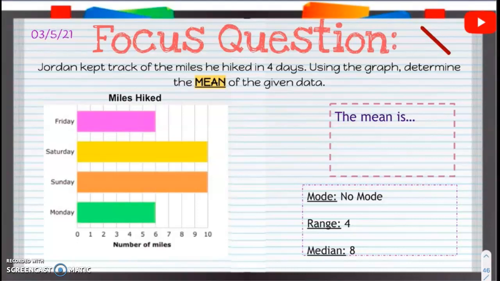All right, our focus question. Last but not least, this week we're going to find the mean of our data. So remember, Jordan kept track of the miles that he ran in 4 days, or that he hiked, I'm sorry, in 4 days. We're going to use this graph and we're going to find the mean.